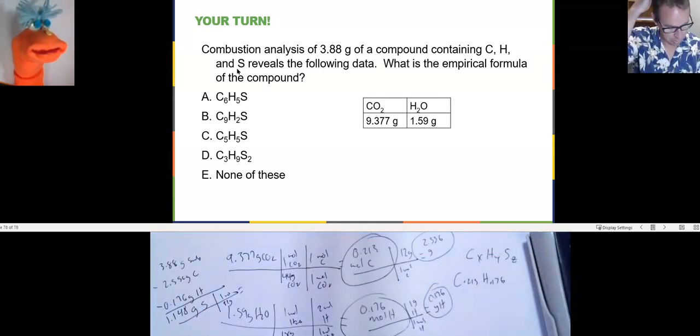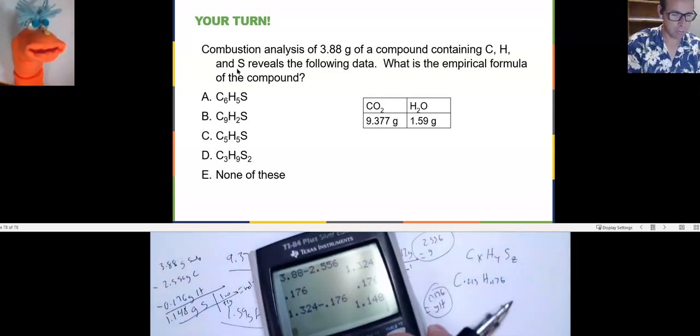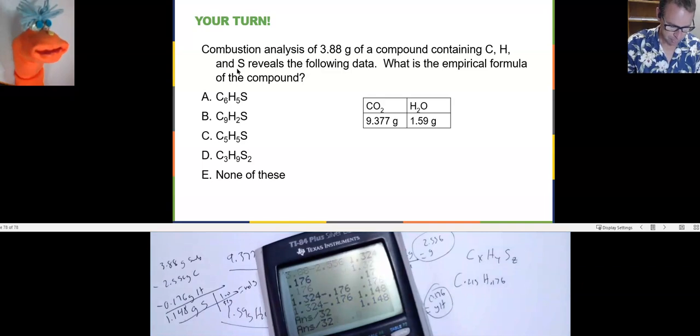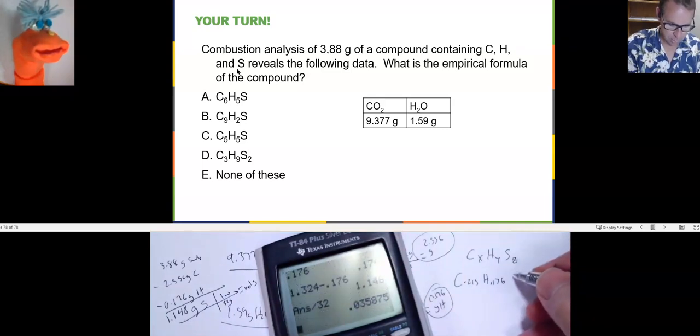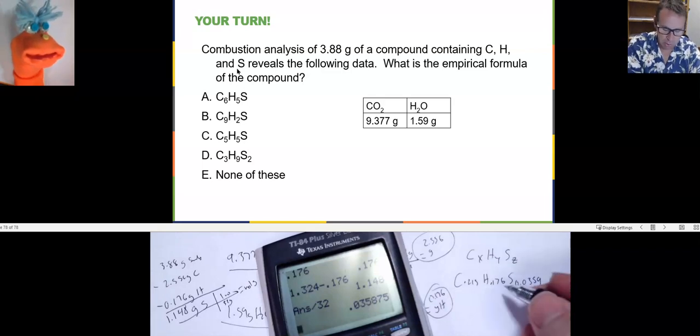Yeah, I want to get it to moles of sulfur. So 1.148 divided by 32, so that's sulfur 0.0359. So sulfur is the smallest, so I'm going to have to divide everything by the sulfur, 0.0359.